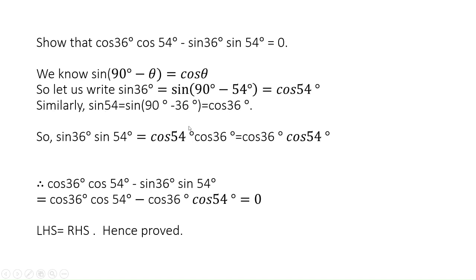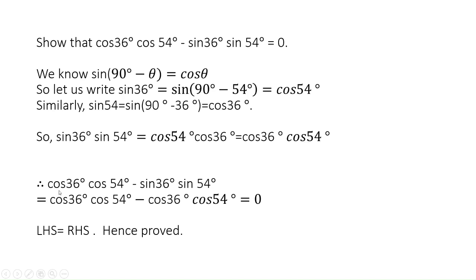Now we are just substituting these values in the given equation. So what is given? Cos 36 cos 54 minus sin 36 sin 54. But we have converted sin 36 as cos 54 and sin 54 as cos 36. So sin 36 sin 54 becomes cos 54 cos 36, which is nothing but cos 36 cos 54.